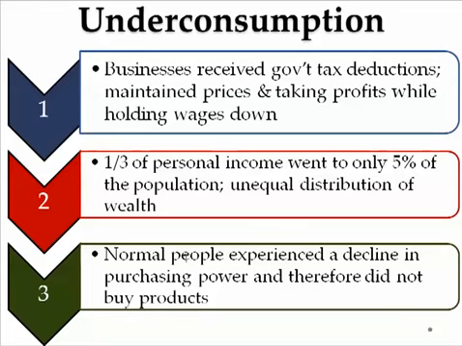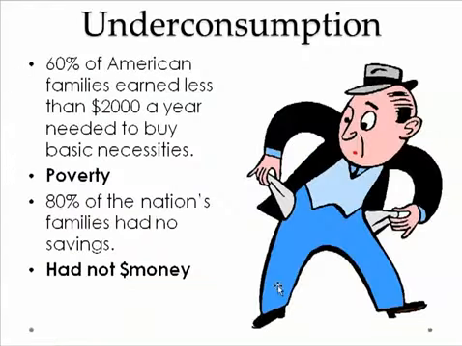So the demand was not there, but the production was still going on. Overproduction and then this underconsumption is going to cause a situation where people are going to lose their jobs and become unemployed, and the economy is going to shut down. So underconsumption here is where people didn't have the money to buy things. They were in poverty. They had no money at all.